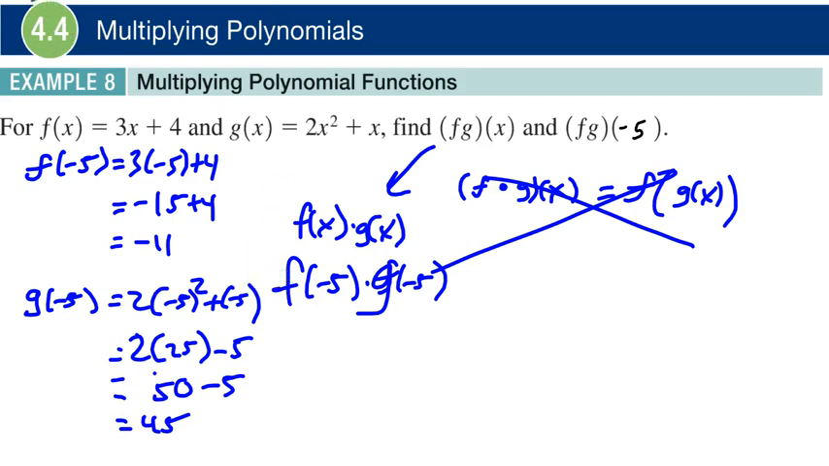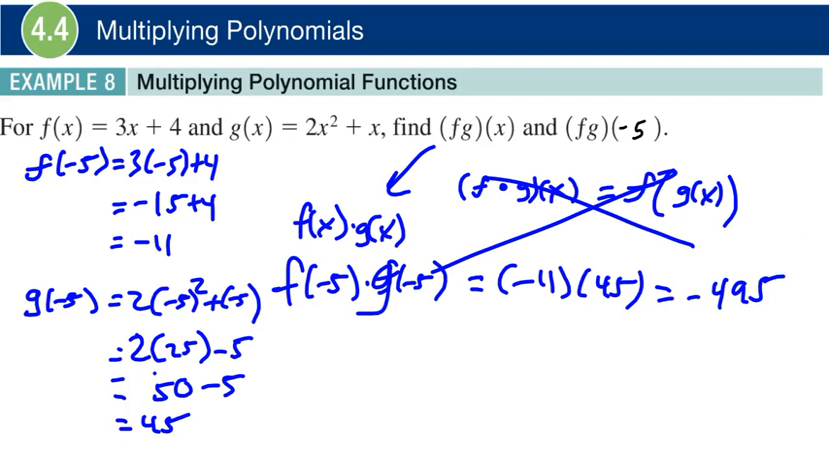Great. So the last thing that we have to do now is this. What is f of -5 times g of -5? Well, that is -11 times 45. Okay. And doing that right there would be -495.